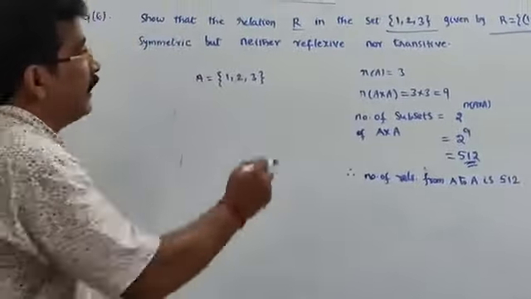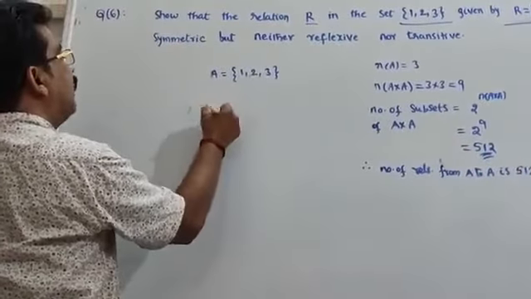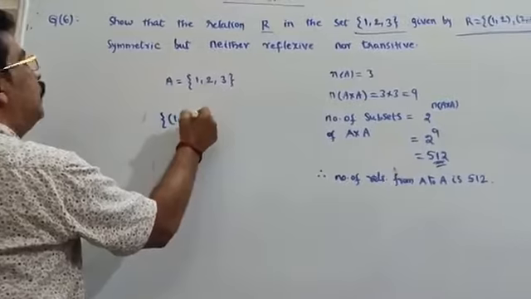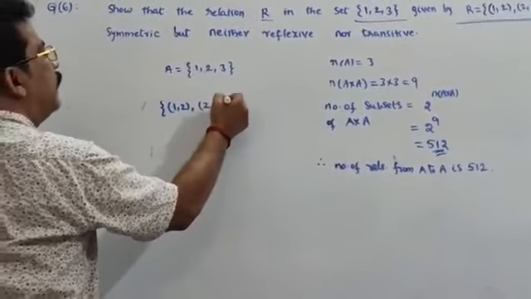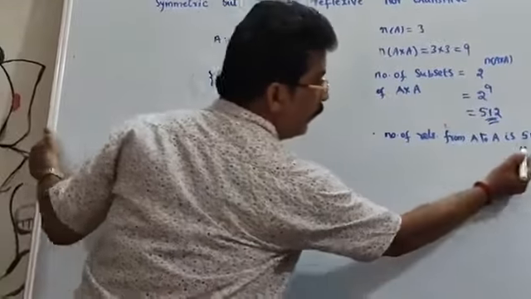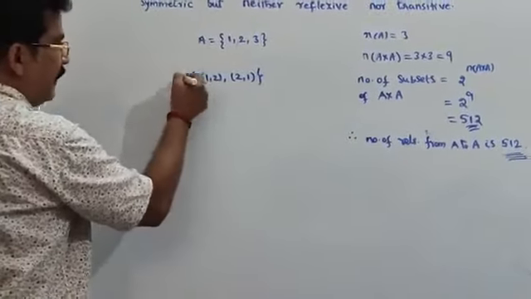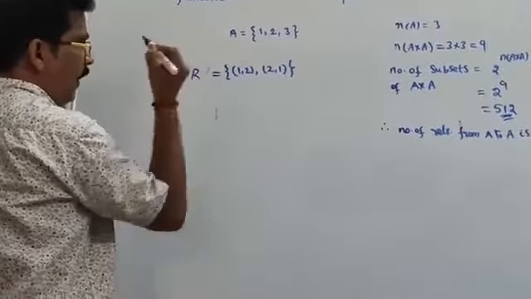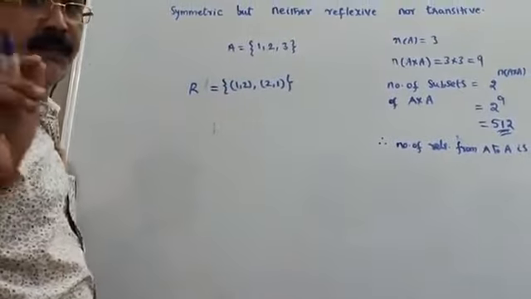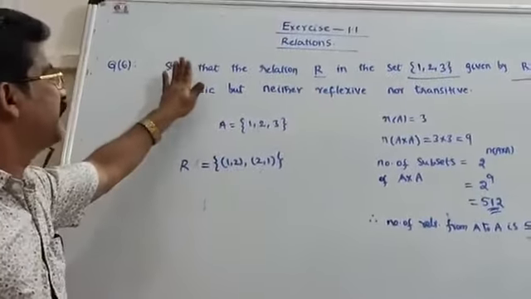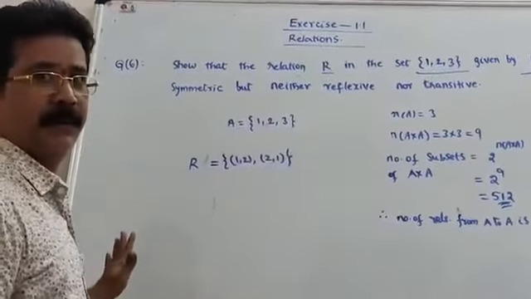Out of 512, it is only one. That is the set of (1,2), (2,1). Once again, out of 512 sets, one set is given. Its name is capital R. This is the complete meaning of question number 6 in the NCERT textbook.